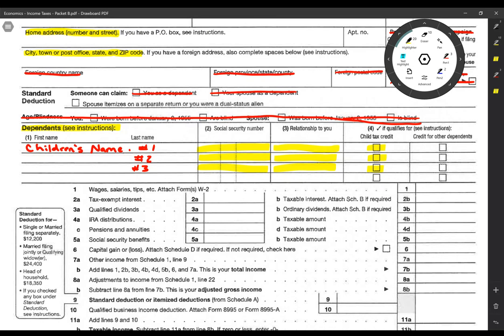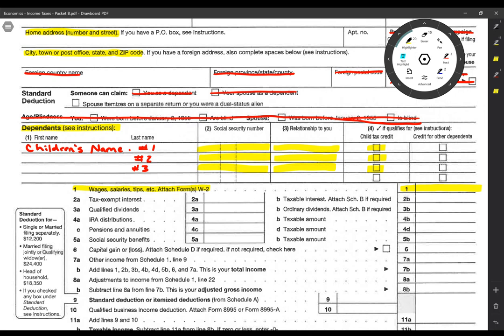Okay, so line 1, you will need to fill out wages, tips, and other compensation, attach Form W-2. So where do you think you're going to find that information from? The W-2. And so you put that information in here. Don't worry about putting cents. If I give you a number that has cents, you don't need to worry about the cents. Just put the full number and round.